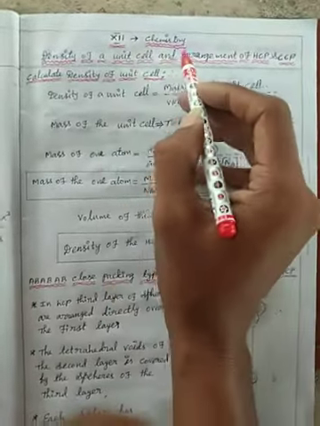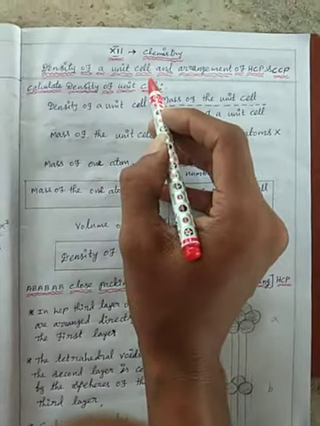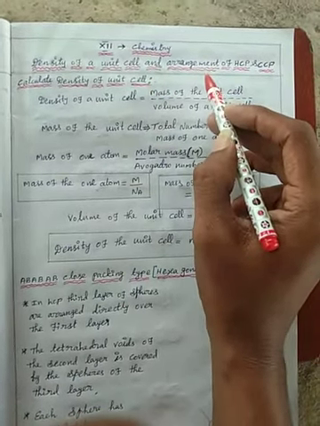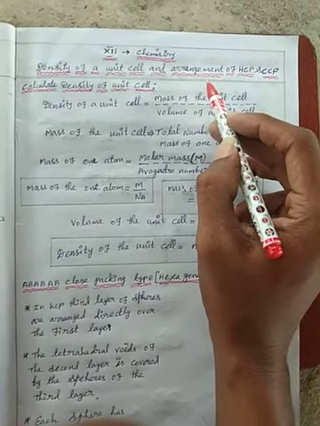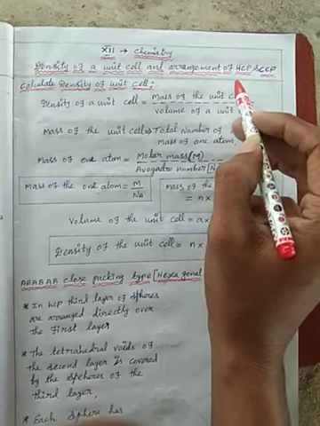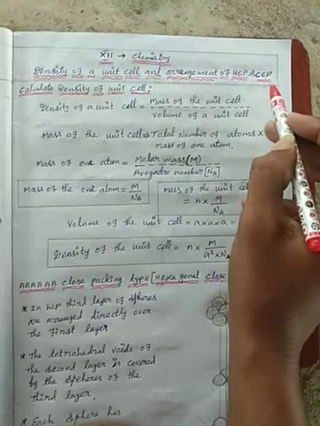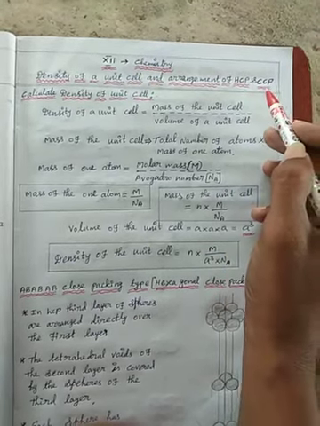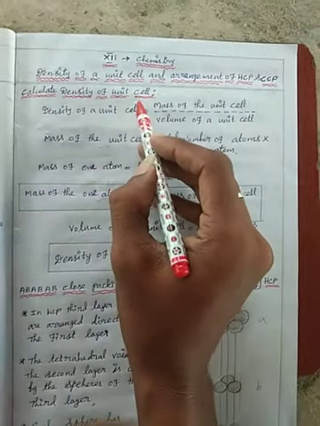Students, today's session is 12th standard chemistry: density of the unit cell, calculation and arrangement. We already discussed the AA type and AB type arrangements, and now we continue with the types of arrangement, HCP (hexagonal close packing) and CCP (cubic close packing). We will discuss the CCP type and the calculation of the density of the unit cell.